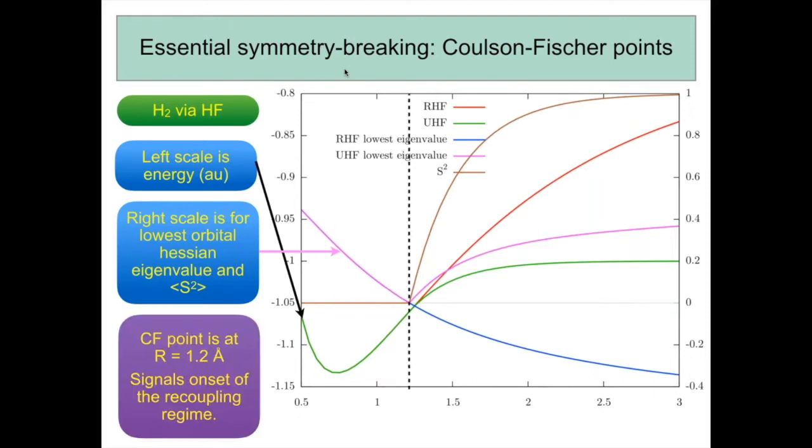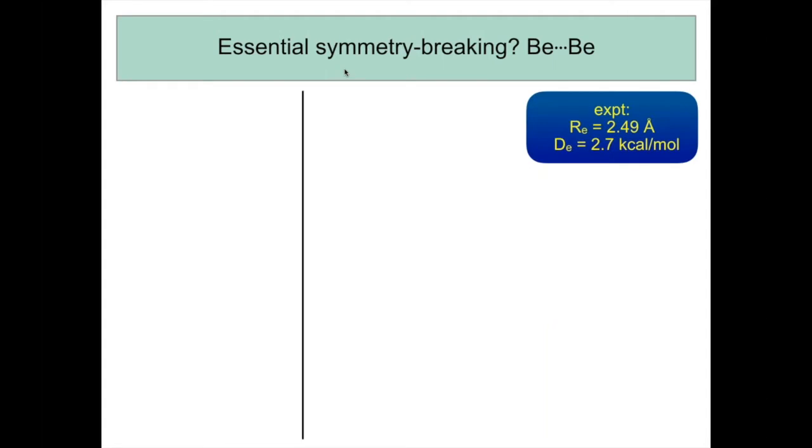That Coulson-Fischer point, the point where the restricted and the unrestricted solutions split apart, is the onset of what is sometimes called the recoupling regime, which is where the electron correlations become strong, and therefore the role of the symmetry breaking in Hartree-Fock is to actually describe a strong correlation. And so that's a good case, and I'll now show you another very, very simple molecule that might be less familiar to you.